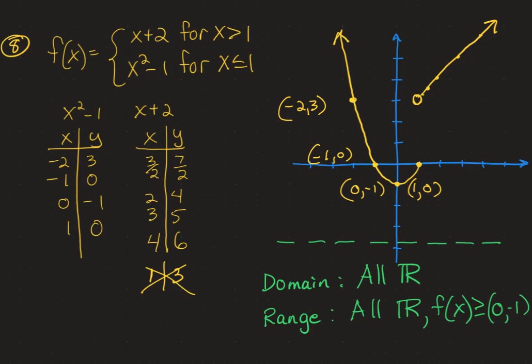However, range is limited. If we come up from negative infinity, the first place we hit the graph of the function is at (0, -1). So therefore, f of x has to be greater than or equal to -1. And then it continues to positive infinity.